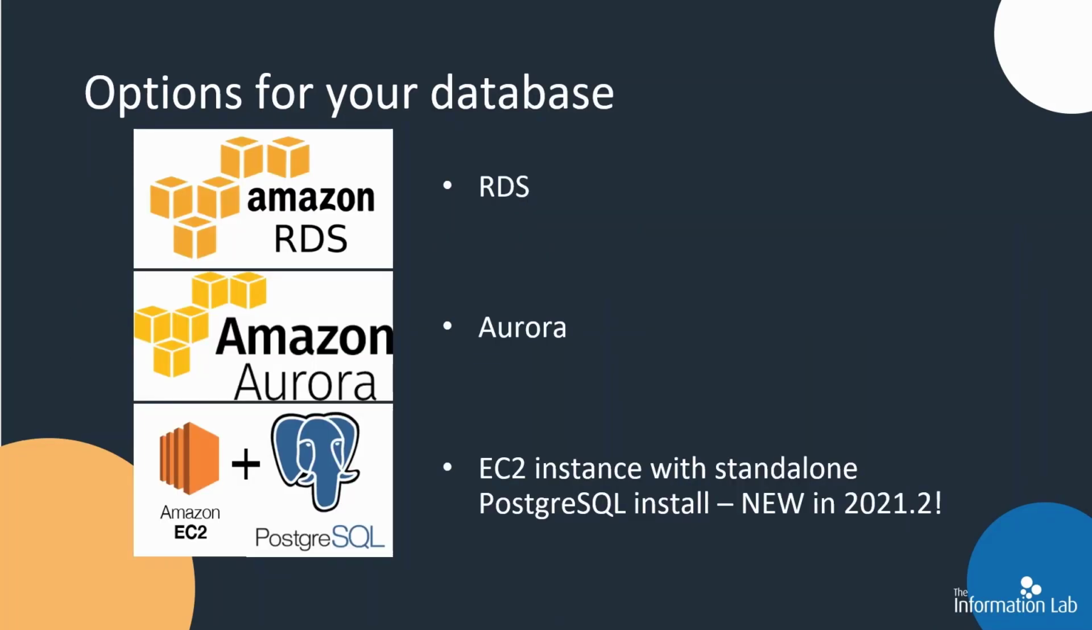So in terms of the database that you're going to set up, when we're talking about setting this up in AWS, we have three main options to choose from as of 2021.2. We have RDS, we have Aurora as well, which is a slightly different engine within RDS, but then we also have that EC2 instance that we can set up with a standalone Postgres installation. This, as I say, is new in 2021.2. So we're going to focus on that in this session today.